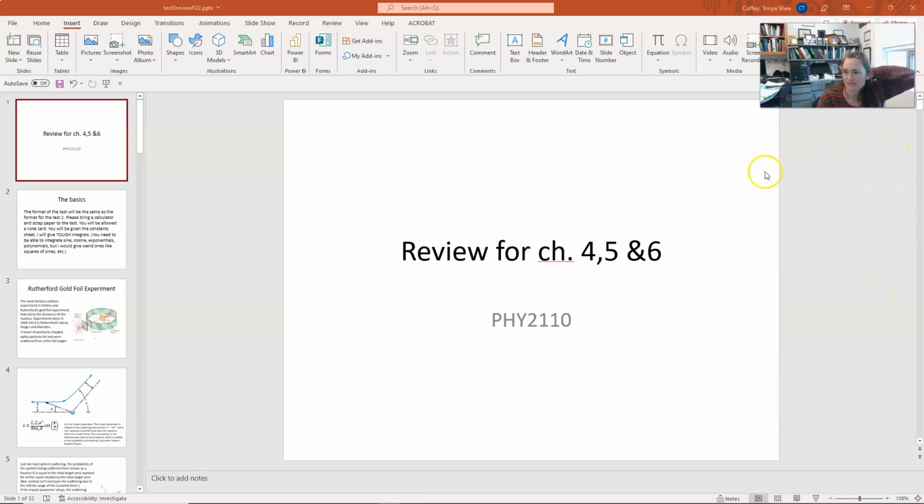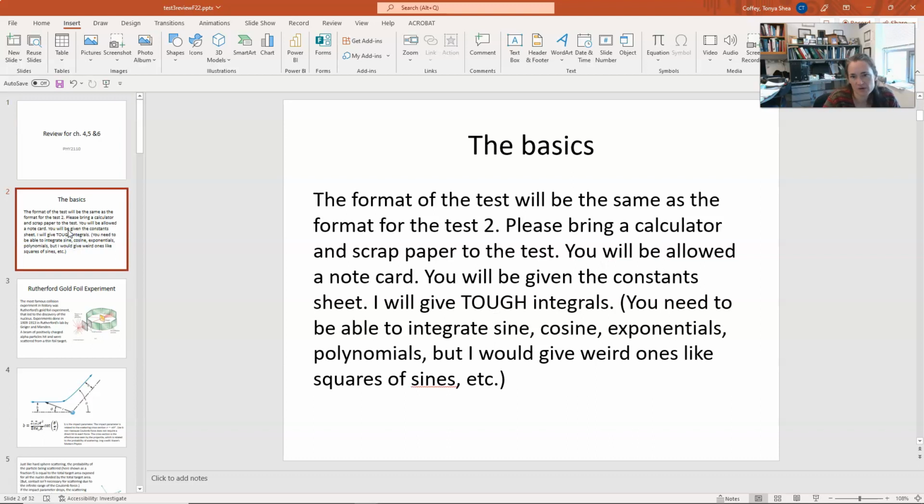Hello everybody. So this is your tobacco auctioneer test review for test 3 in modern physics, fall of 2022. It covers chapters 4, 5, and 6. Most of chapter 6, not all of it. Most of these chapters, not all of it, from Thornton and Rex, your textbook. So basically the format of the test is going to be the same as the format for test 2.